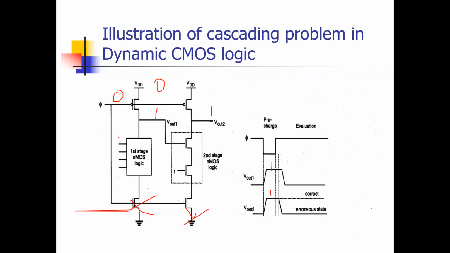Suppose all these inputs are 1 at the first stage. Then what will happen? This will be grounded, and this 1 will be 0. But it takes some time, there's some delay. So for the next stage, it should be 0, but it will take 1. If it takes 1, then according to 1, this output will be 0.